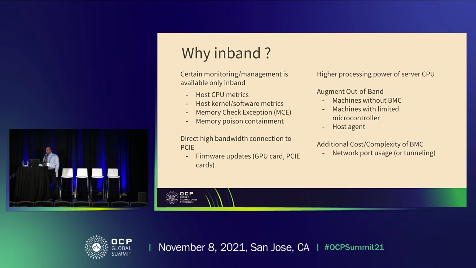It's also that in-band can help augment out-of-band. There are machines without BMCs. There are also machines with limited microcontroller, where you use a combination of both in-band and out-of-band to make things work. And even in out-of-band cases, we have a host agent that runs in-band as well. Finally, there is certain amount of additional cost and complexity of the BMC, especially around network port usage or how you want to tunnel the BMC through. For those use cases, sometimes you may use an in-band agent, and that will talk to the BMC and can send the data through the in-band path.